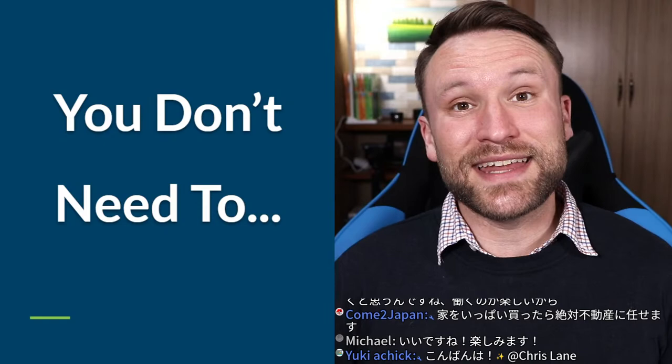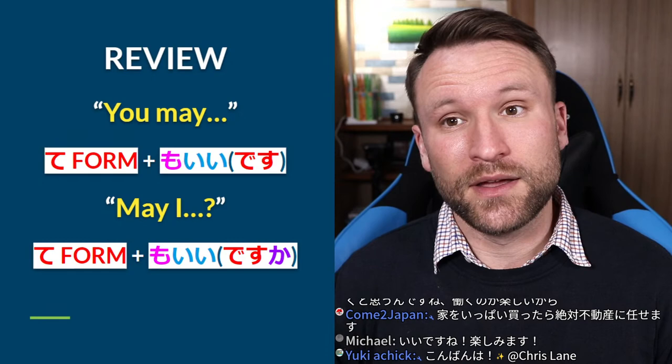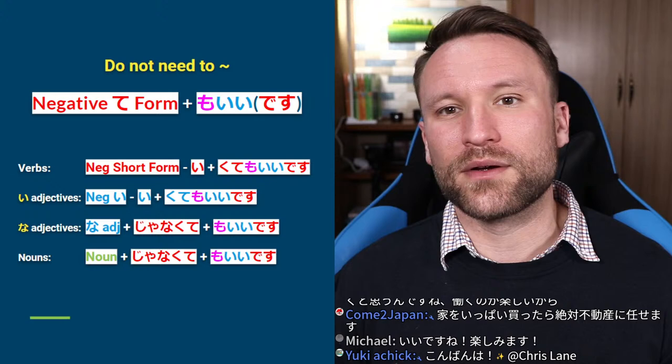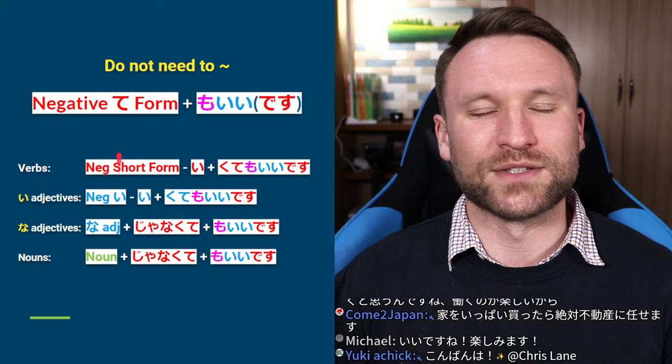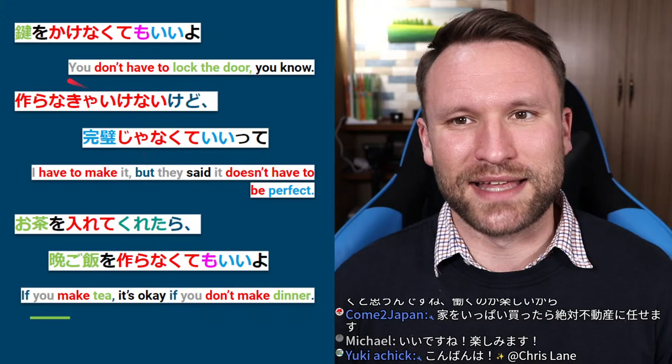All right, the next section was You don't need to. You'll probably remember if you were here last week that it's just the te form. Well, this is review. Te mo ii means you may, and te mo ii desu ka means may I, but you do not need to. For the question, it is negative te form plus mo ii. So, tabe nakute mo ii means you don't have to eat it. Tabe nakute mo ii desu ka means I don't have to eat this, do I? That's how you use that. So, it's just negative te form plus mo ii means do not have to do it.